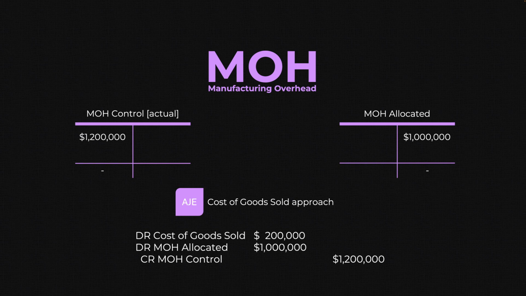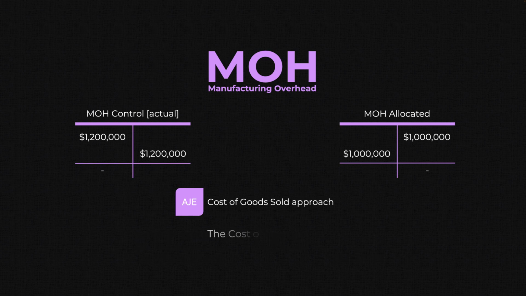If you look at MOH allocated, which had 1 million in total credits, this adjusting journal entry closes it out. If you look to the left of the screen where MOH control had 1.2 million as a debit balance, this journal entry closes that out as well. This is the simplest approach, but it's not exactly the most accurate.